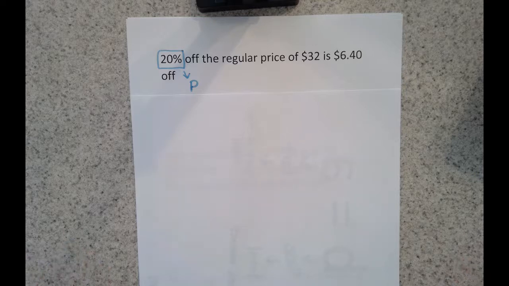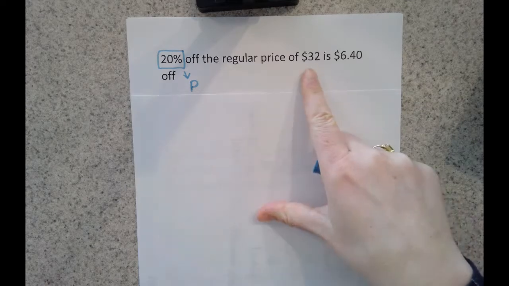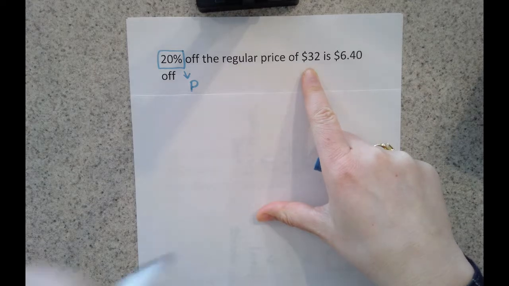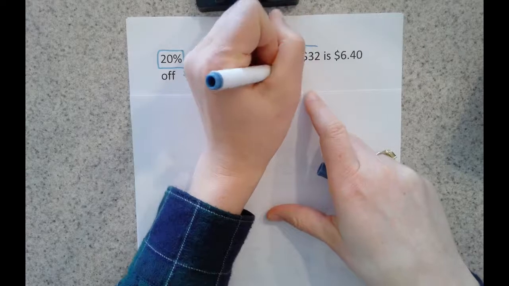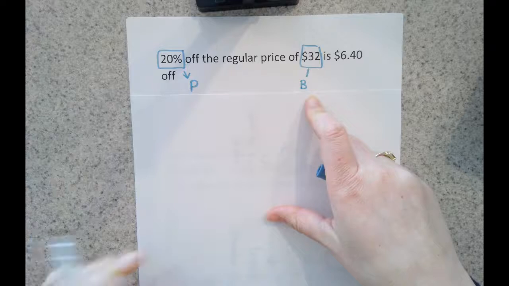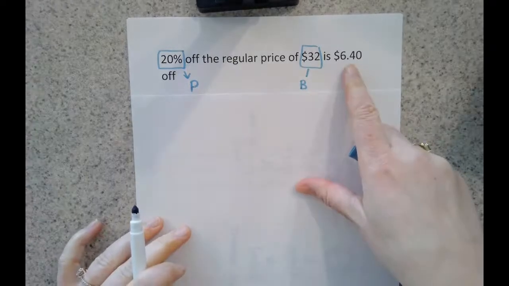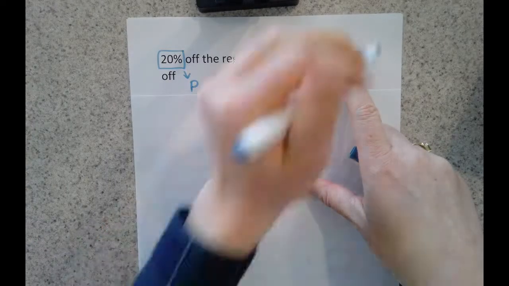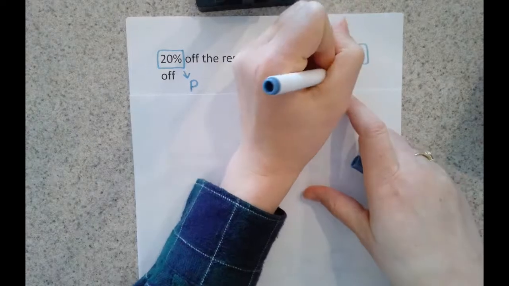Now, which one of these numbers is the base or the total, and which is the part or just part of the total? Well, the total cost of this item was $32 originally. This here is my B, my base. Part of the cost is being taken off. So $6.40 would be the part.